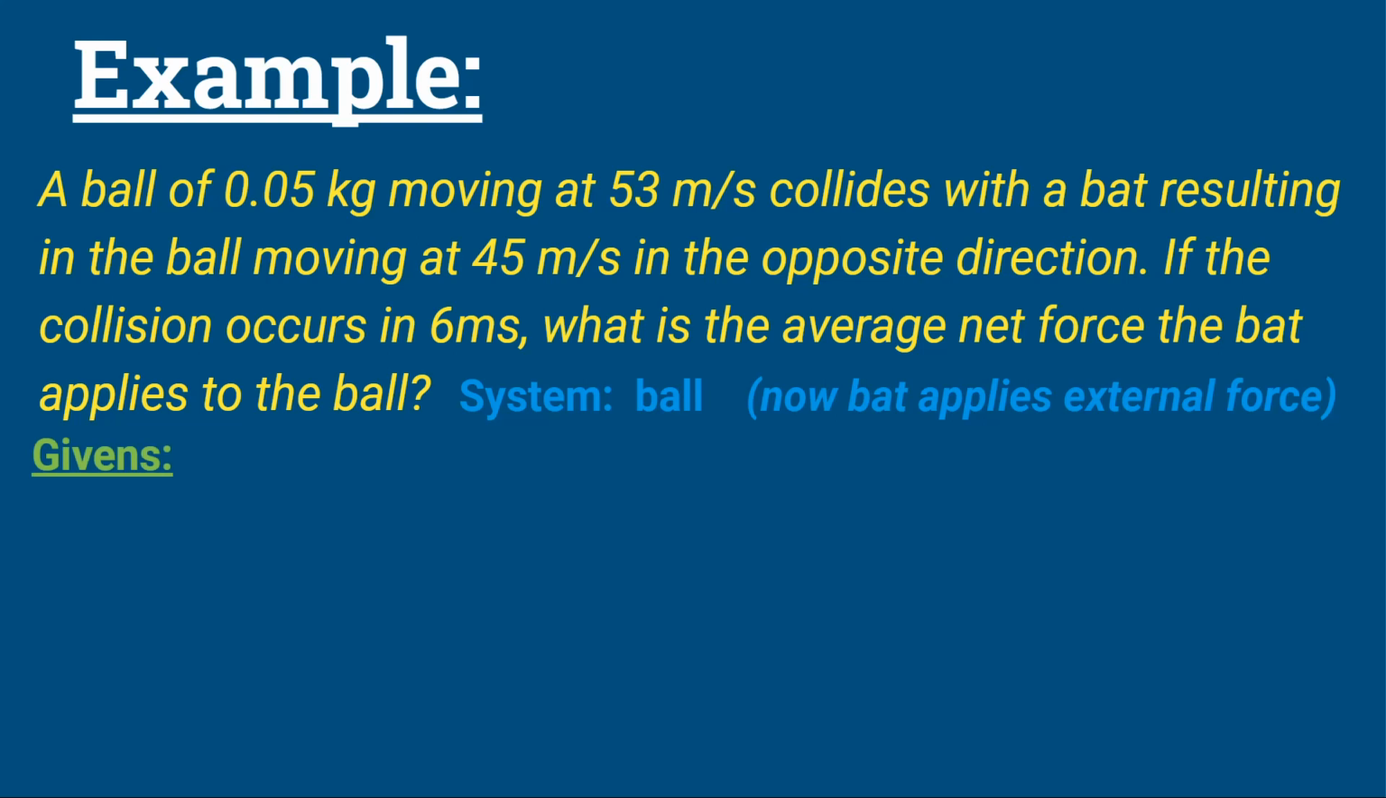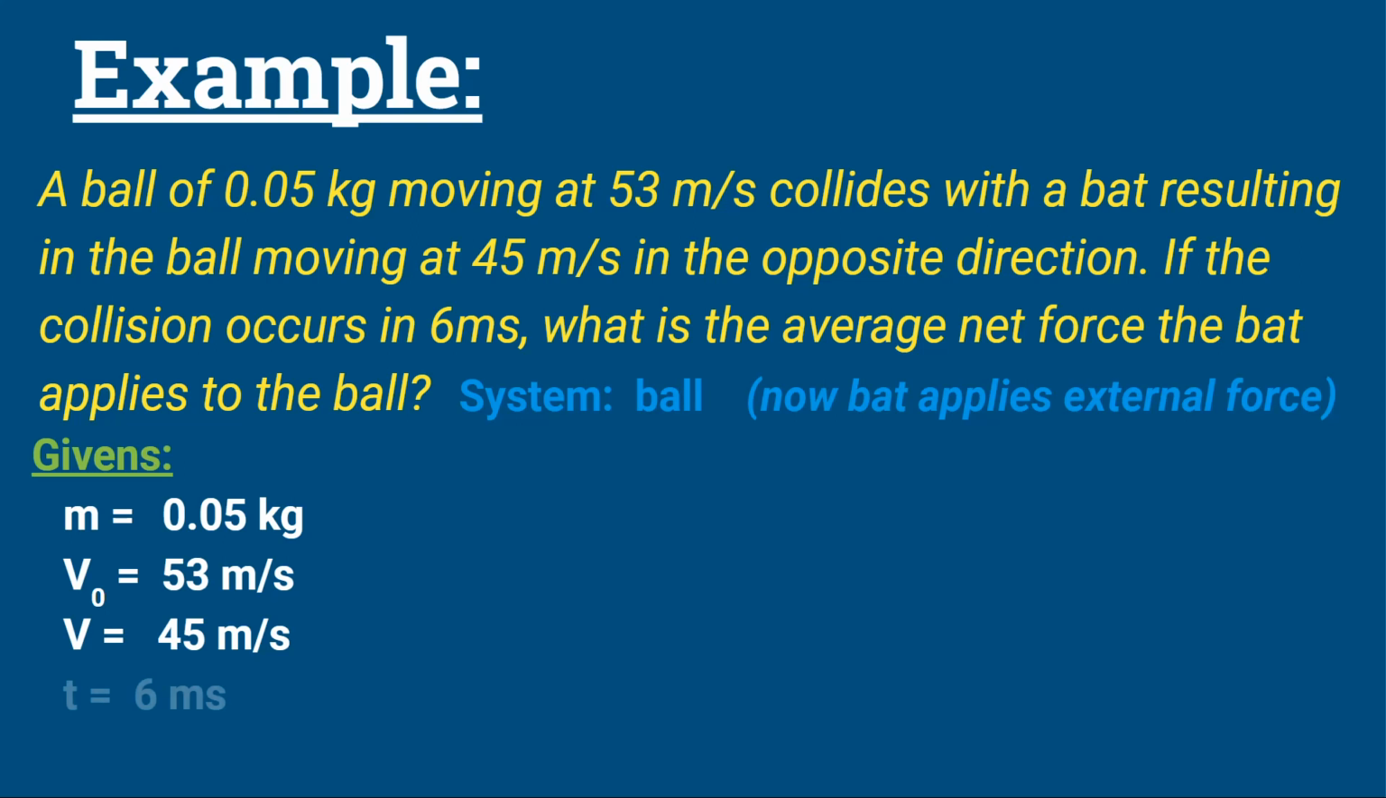I'm going to go ahead and now label the information that I have been given. So the given information, I know the mass of the ball is 0.05 kilograms. I know that it has an initial velocity of 53 meters per second, that it has a final velocity of 45 meters per second, and that the time of the collision is 6 milliseconds. I'm looking for the net force, and so I've labeled some things up here, but I do have one thing that I need to address here. Did you already catch what it is?